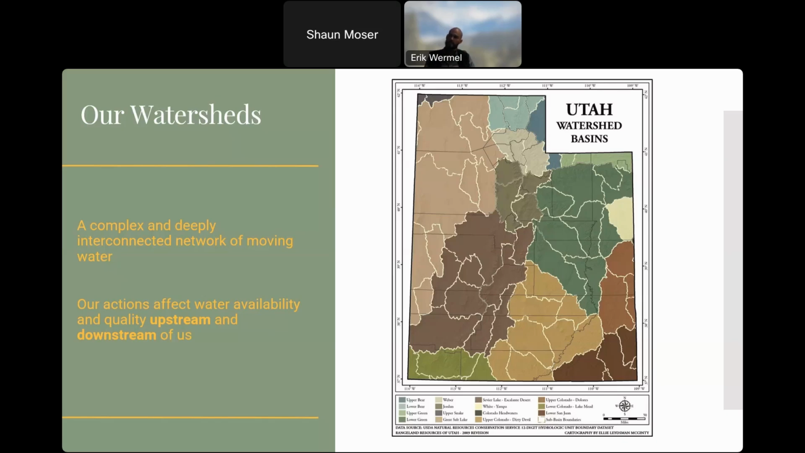But water doesn't stay put. It moves through a connected living network, linking mountains, valleys, cities, and ecosystems, carrying life, resources, and also consequences along the way. Our watersheds include rivers, lakes, and streams, and the groundwater beneath. This is something we're going to focus on quite a bit here. Systems that are profoundly interconnected.